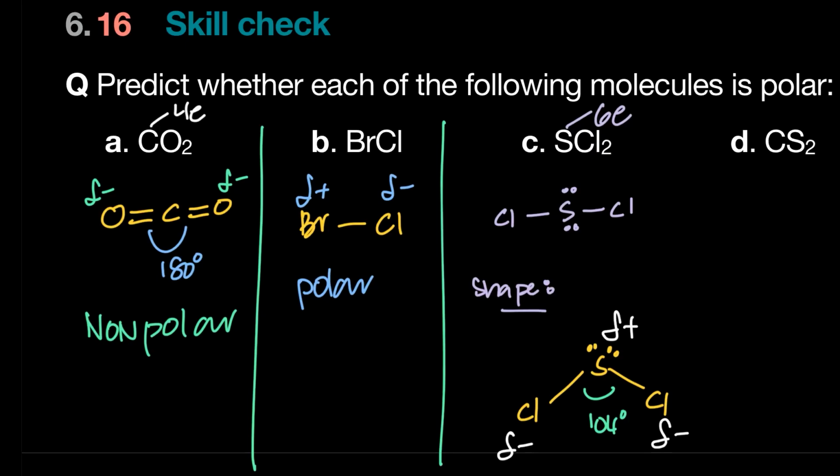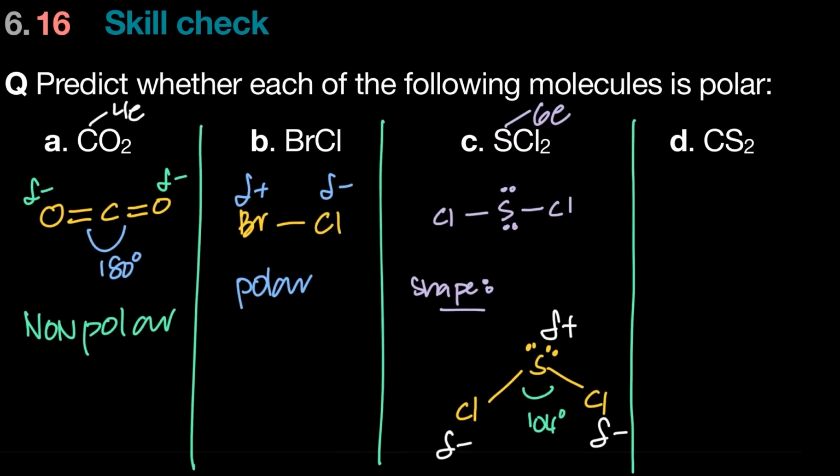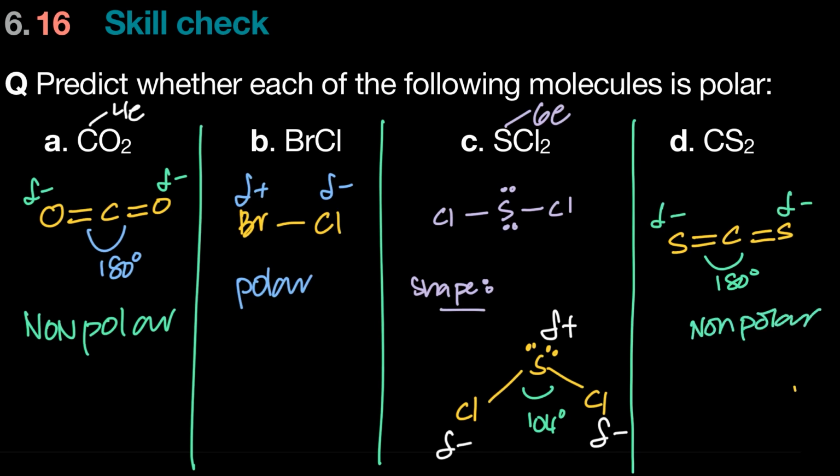And then the last bit, CS2. What will CS2 be? It's just like CO2. Angles are 180. And these 2 are both negative, but equally negative, so this is non-polar. And the reason why we're doing all of this is so we can understand the kind of van der Waals. That's the main reason for doing this.